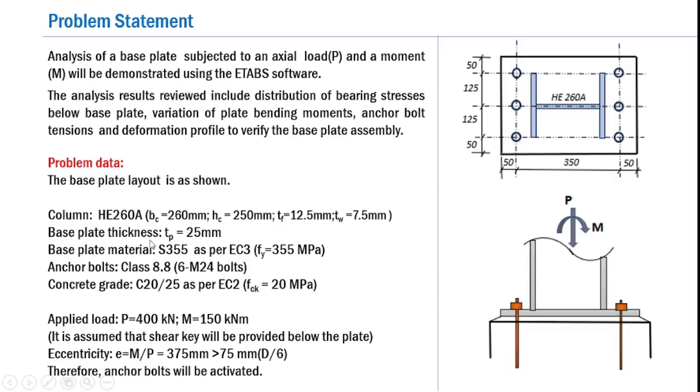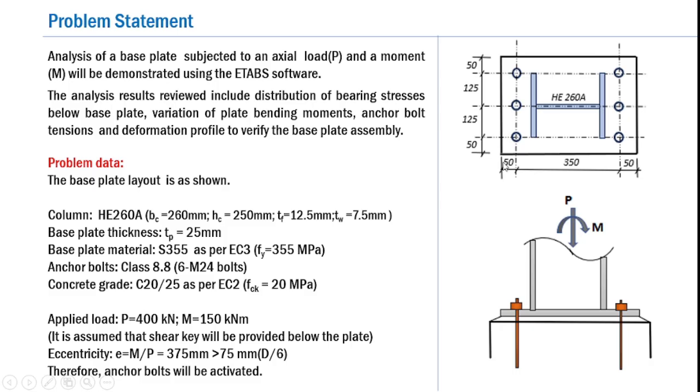The base plate thickness used is 25 mm. The base plate material will be S355, specified as per EC3 with a characteristic yield strength of 355 MPa. Anchor bolts will be of class 8.8, and we have used 6 numbers of M24 bolts for this problem, and the concrete grade will be C20/25 as per EC2 with a characteristic cylindrical strength of 20 MPa.